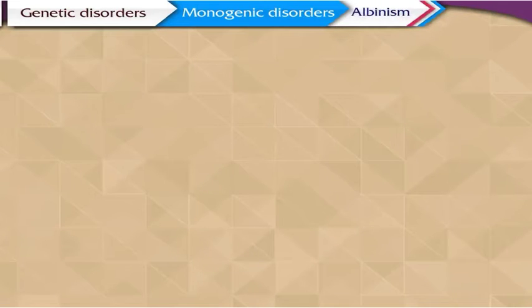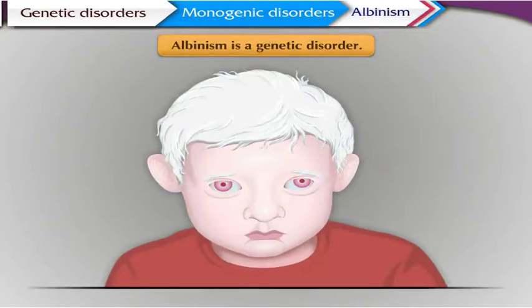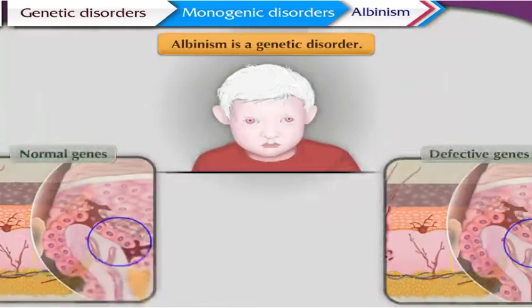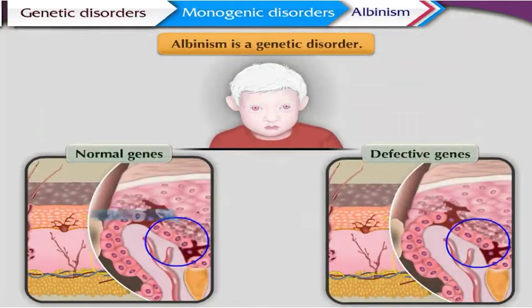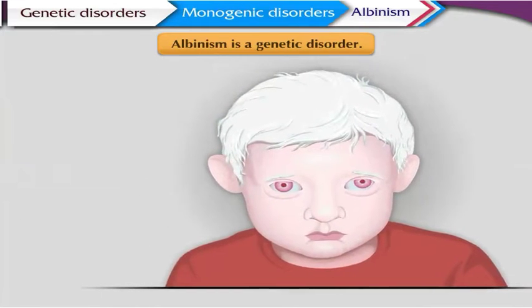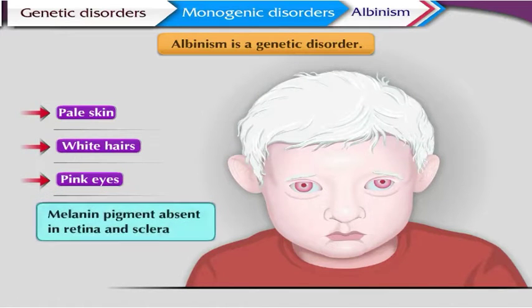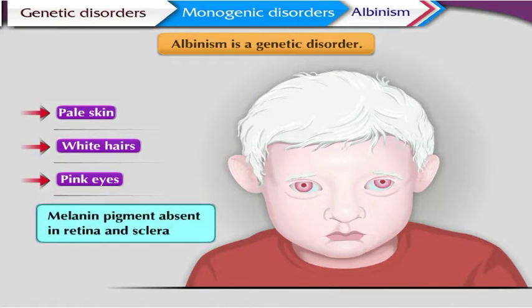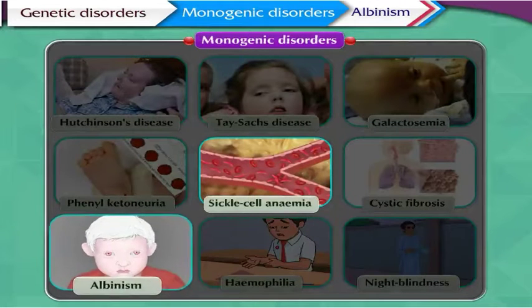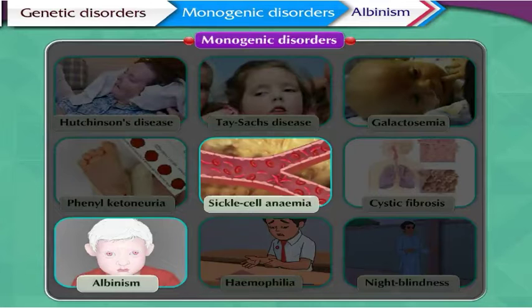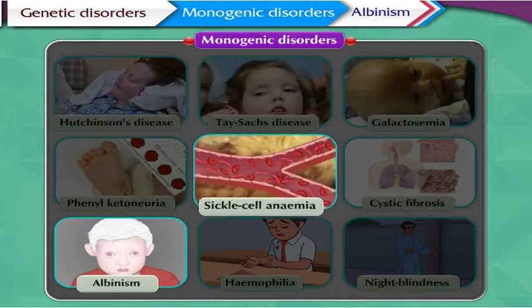Albinism. Albinism is a genetic disorder. In this disorder, the body cannot produce the pigment melanin, which gives color to our eyes, skin, and hair. The skin of a person with albinism is pale, hair is white, and eyes are usually pink due to the absence of melanin pigment in the retina and sclera. After learning about albinism, let us now study another monogenic disorder, sickle cell anemia.